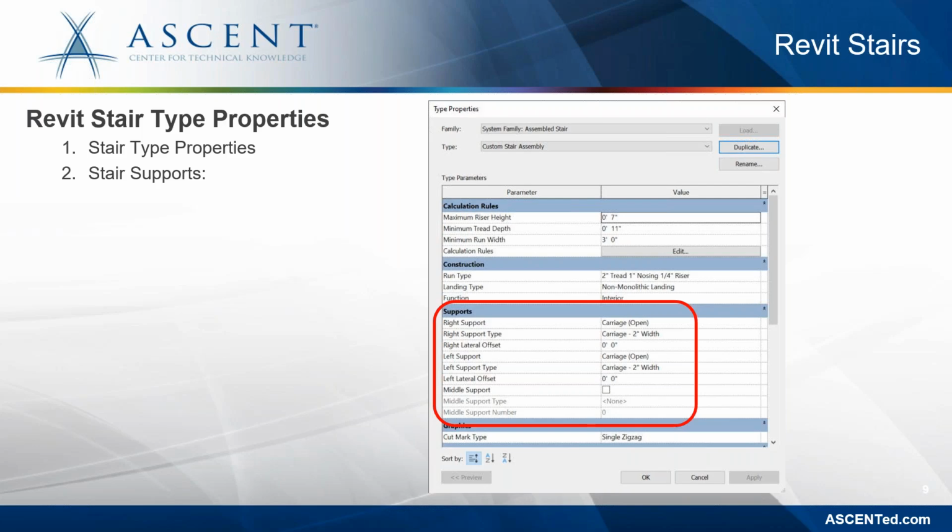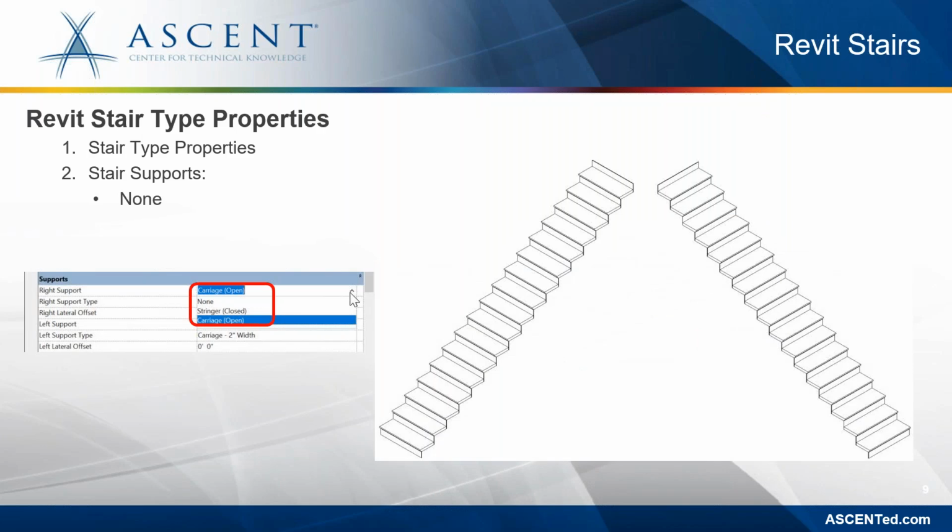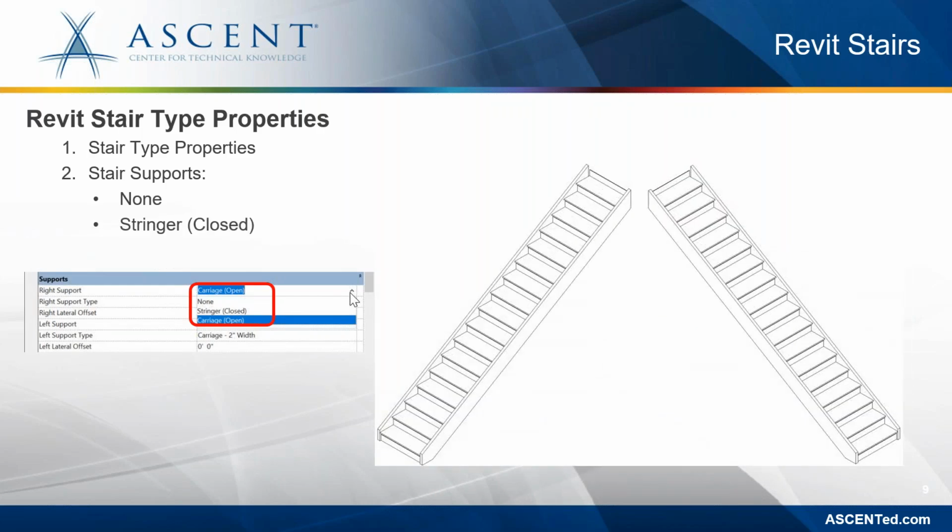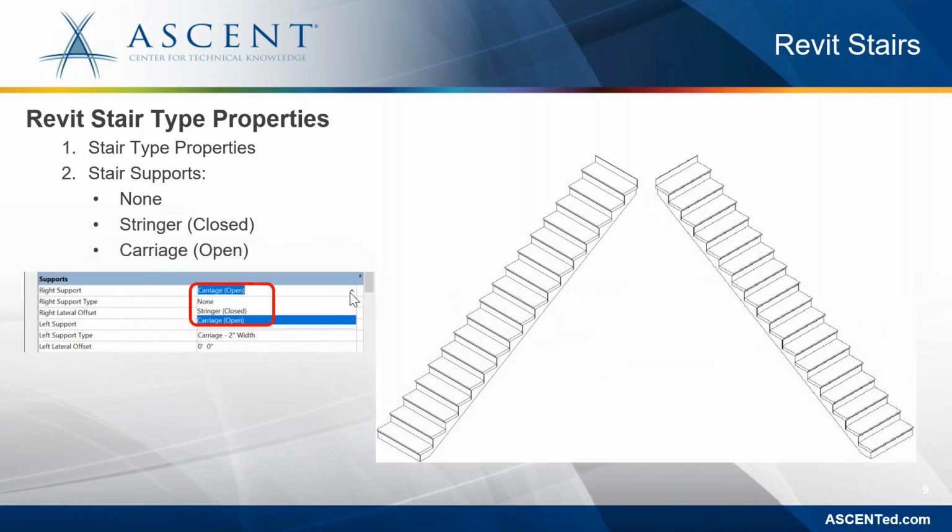So let's look at the different kinds of supports that you can create with your stairs in the support section of the type properties dialog box. For both the right and left side of the stairs, you can specify the support type. I can have my right support be the open carriage and my left support be a closed stringer, so it doesn't have to be the same on both sides. Your options are none, which just shows the tread and the riser, stringer, closed, and open carriage.